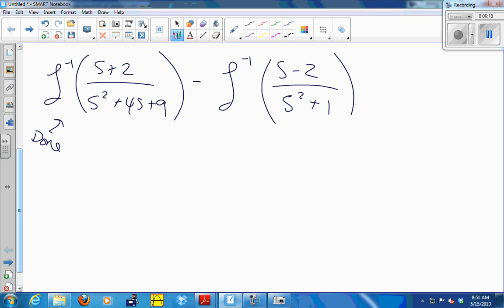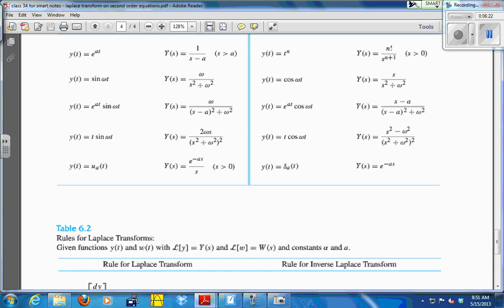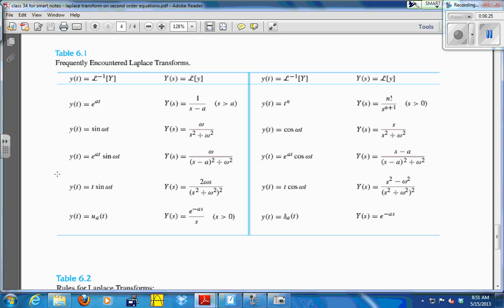So we should look at the table and see if there's anything that looks like s minus 2 over s squared plus 1. Well, there's like s squared plus omega squared. So omega could be 1, right? My numerator would have to be just a plain old s and not an s minus 2. So let's see if I can manipulate what I have into looking like something like this, s over s squared plus omega squared.